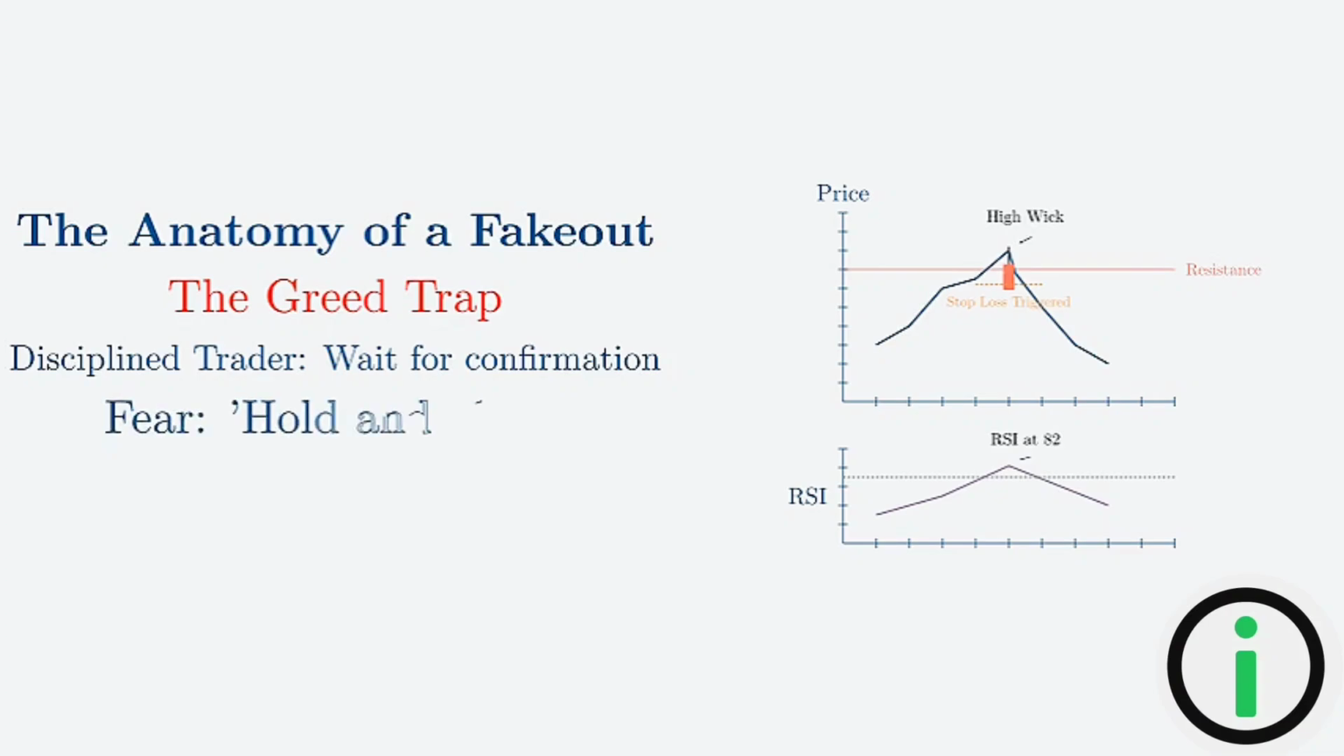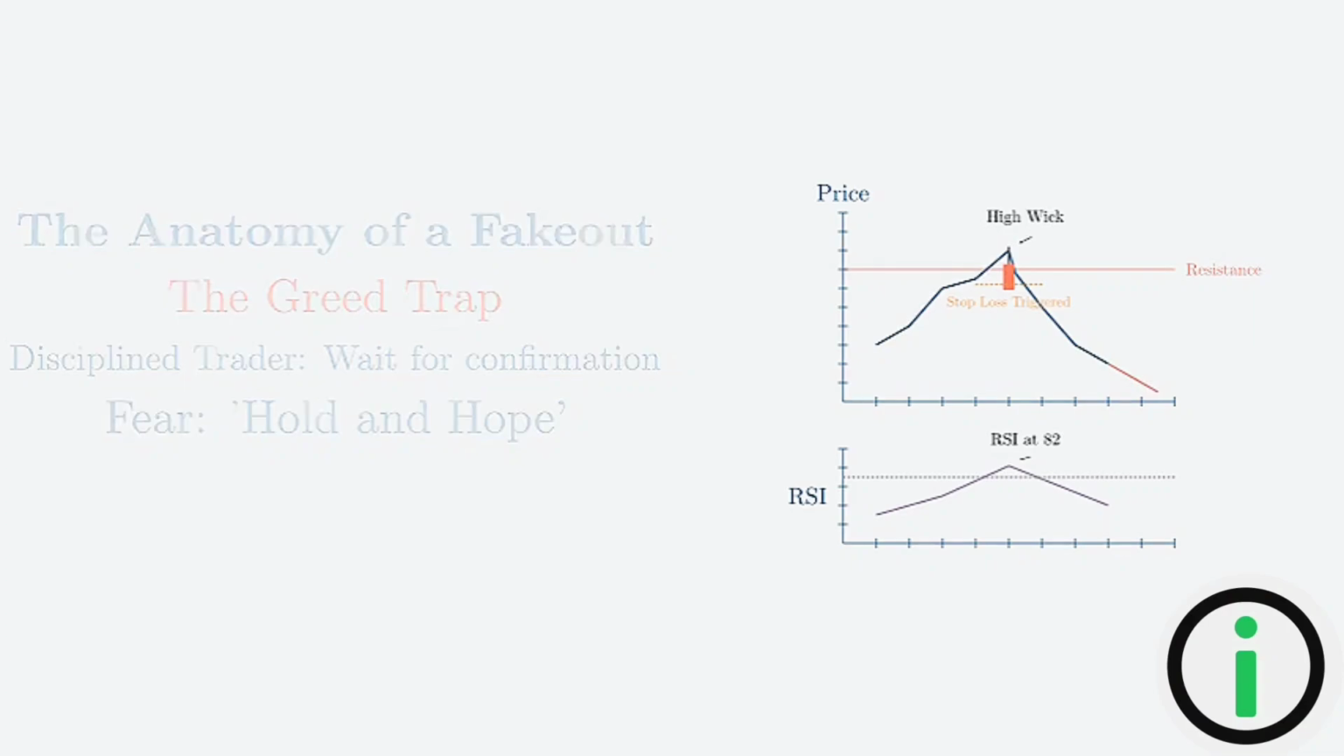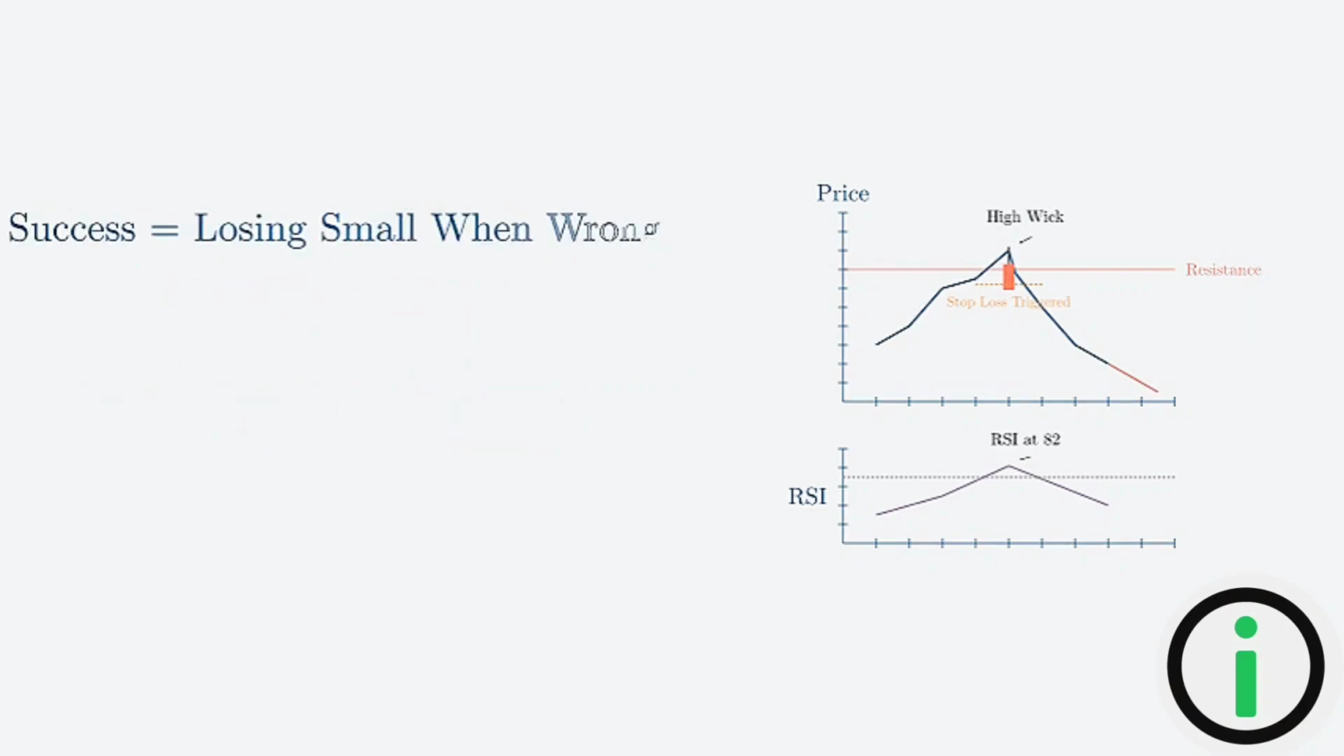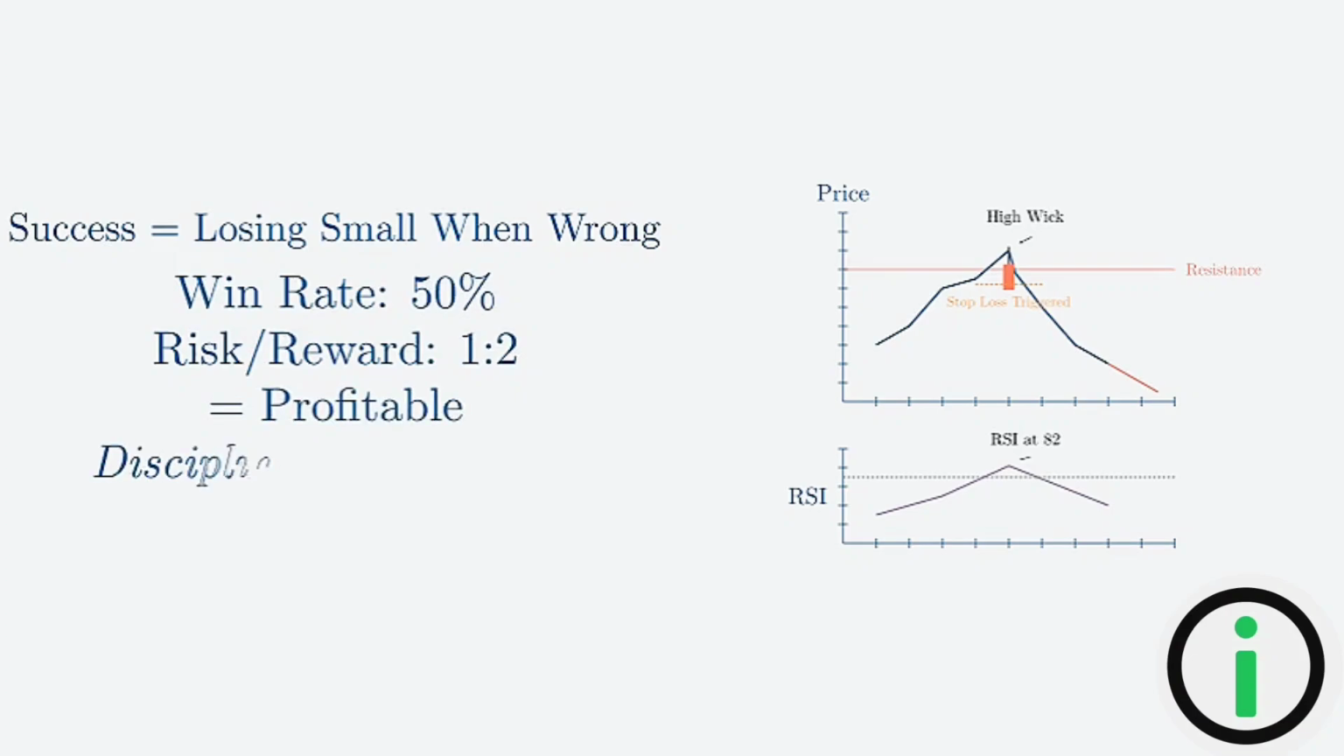Without that plan, fear might cause you to hold and hope as the price drops further, turning a small mistake into a catastrophe. Success is not about being right 100% of the time. It is about losing small when you are wrong. Remember, even a 50% win rate can make you wealthy if your wins are larger than your losses. Discipline is the bridge between a strategy and a profit.